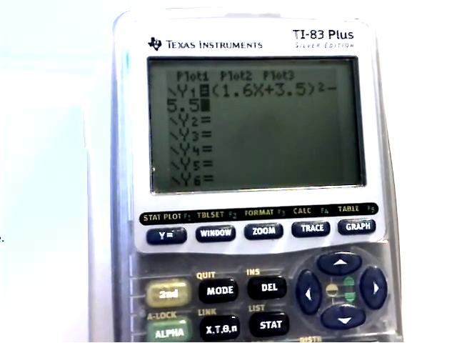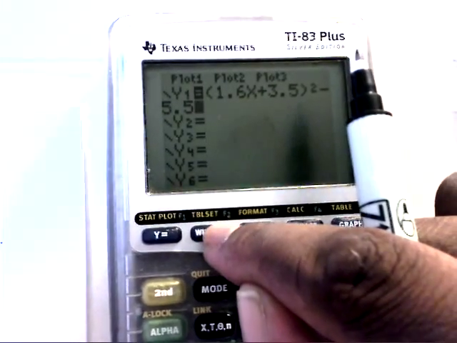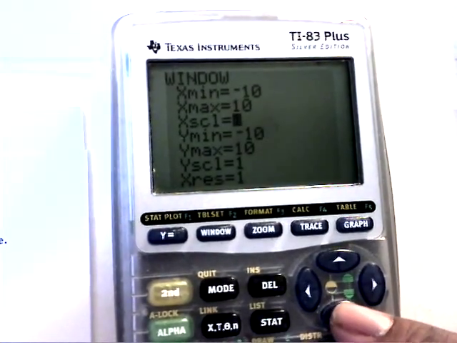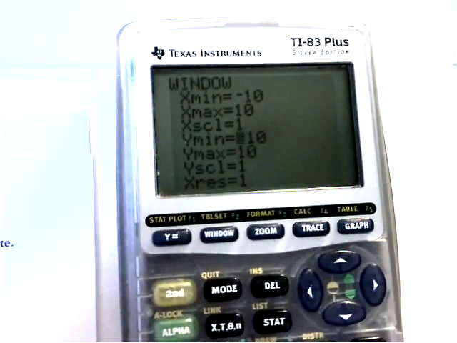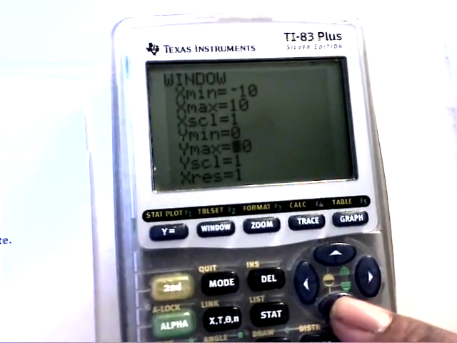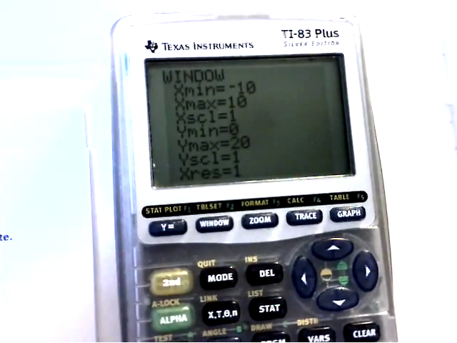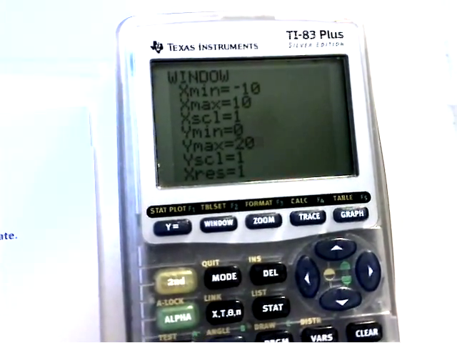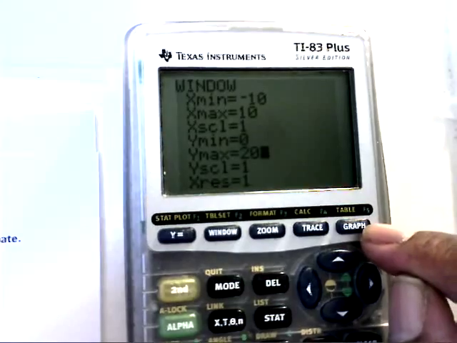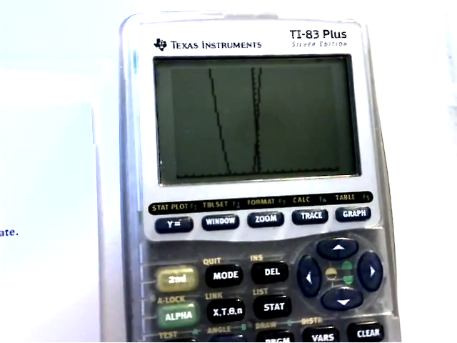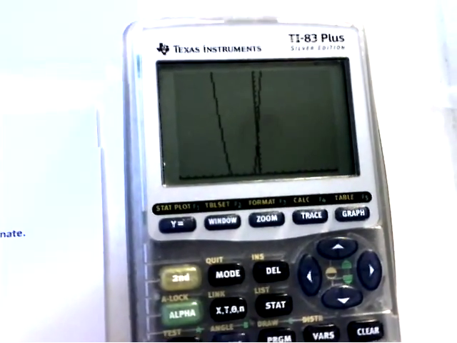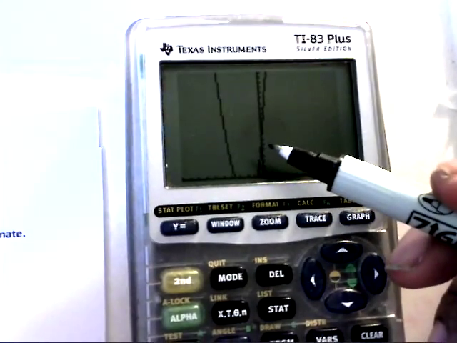Now let's change the window. Press the window key. In this case, we're changing the y-coordinate. So if you hit your down arrow key to go down to y-min, you'll change that to 0. Your y-max, hit your down arrow key, change that to 20. The y-scale, we can leave as 1. The x-min, x-max and x-scale can stay the same. Now let's press the button that says graph. Okay, that's part of that graph. However, that's all we need because we only want to find the y-intercept.